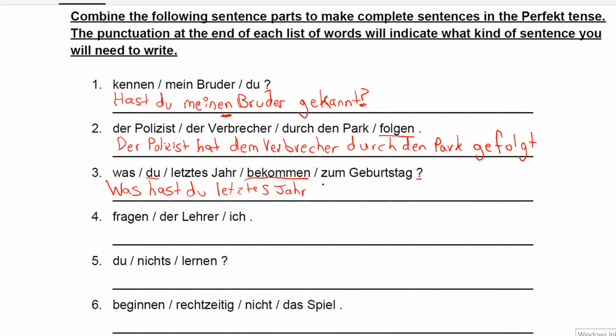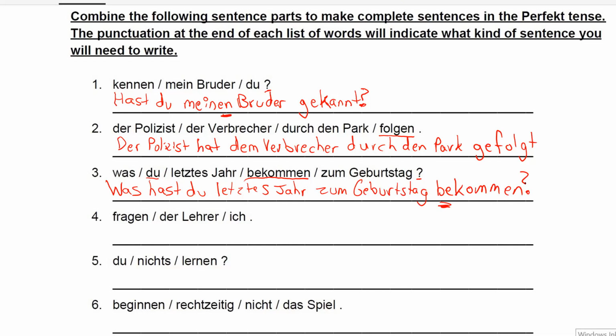Zum Geburtstag is kind of a secondary time, but in this case, it's more like a manner, the way in which you received this thing. It's for your birthday. So we put zum Geburtstag. And then at the end of all of that, we have the past participle, which actually does not get a GE this time because it has this inseparable prefix BE, and then bekommen is our past participle. Of course, we need to end it with a question mark because it is indeed a question. Was hast du letztes Jahr zum Geburtstag bekommen? What did you receive for your birthday last year?